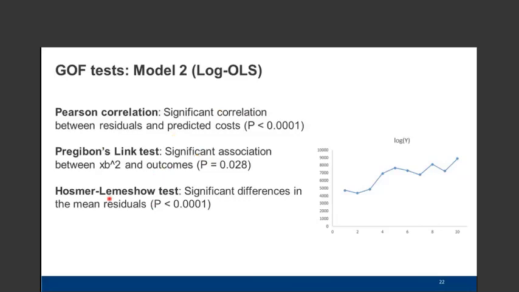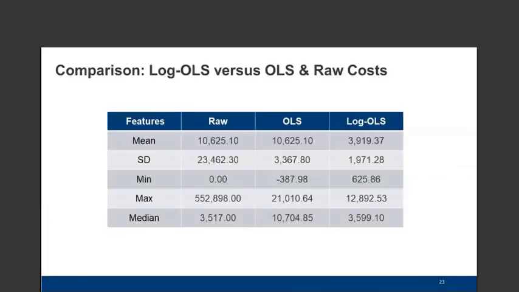And when we look at the Hosmer and Lemeshow test, we see that it's significantly different from zero in terms of the mean residuals across the deciles. But more importantly, if you look at just the pattern of the residuals, you don't see that zigzag pattern that I alluded to earlier, meaning that this model is overestimating the residuals. So clearly there's a problem here with the log transform model of the OLS.